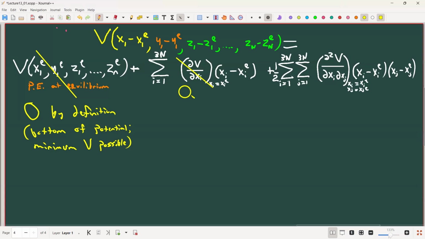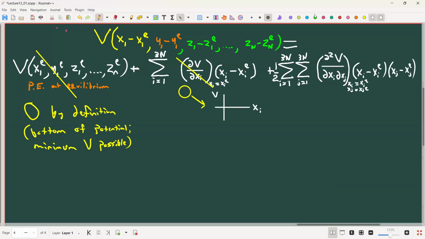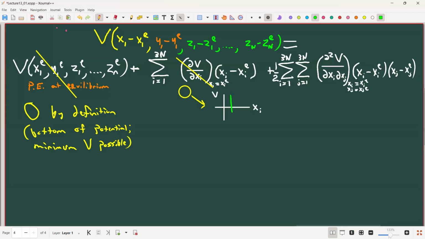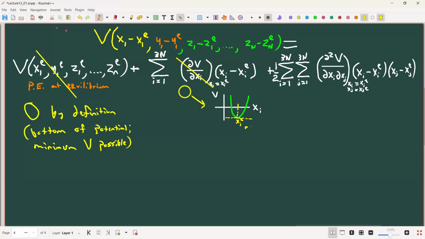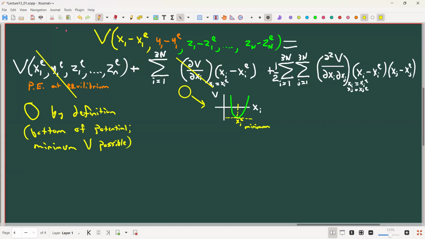This is 0 because of the way this looks at equilibrium. This is V and this is X sub I, you have some potential that looks like this, and X sub IE is this point right here. The tangent of that curve, of course, is 0. It's at a minimum. Okay, so that goes away.